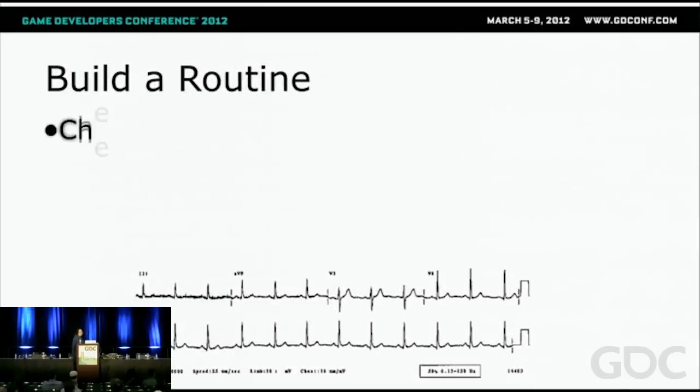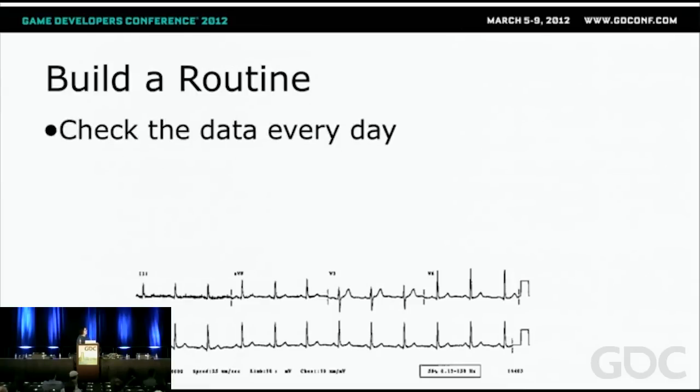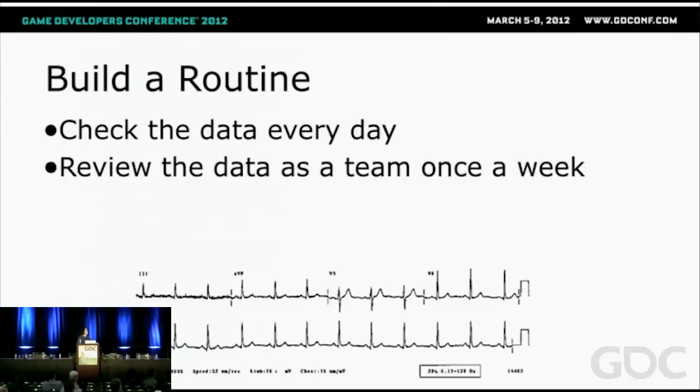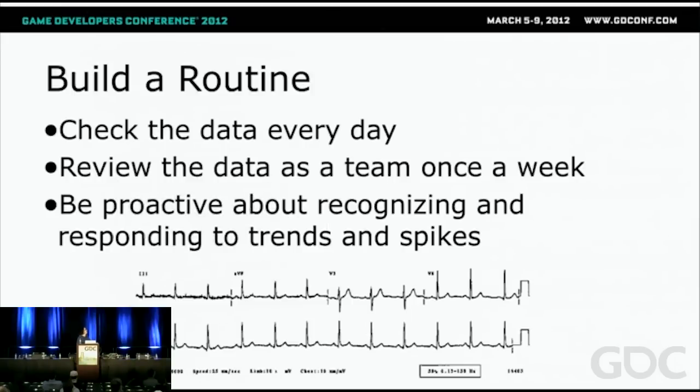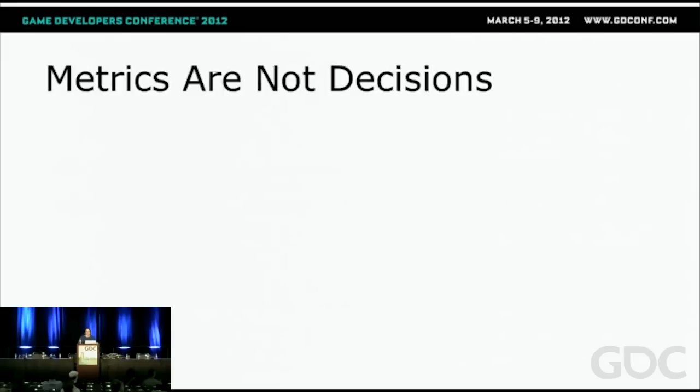So build a routine on your team. It's an EKG. This is your game's heartbeat. Check your data every day. Get the design team together once a week and look at the data across design systems. And really be proactive. Respond to trends. Look for spikes. Look for that sort of information.